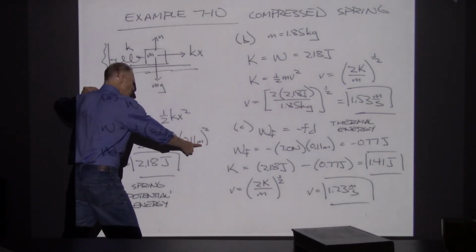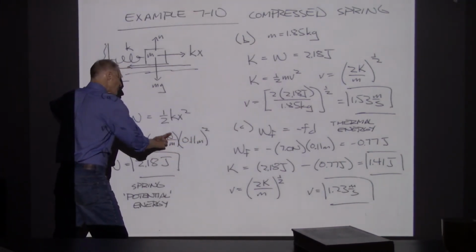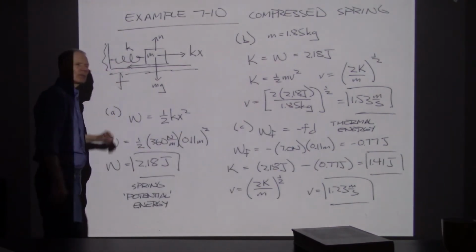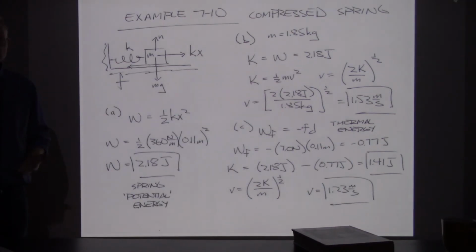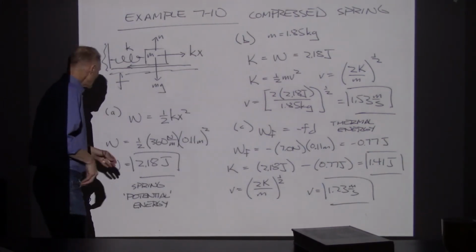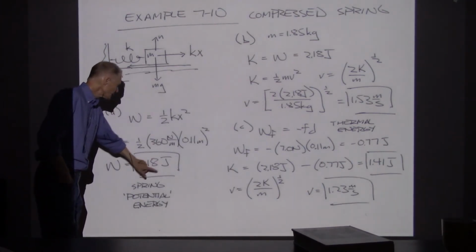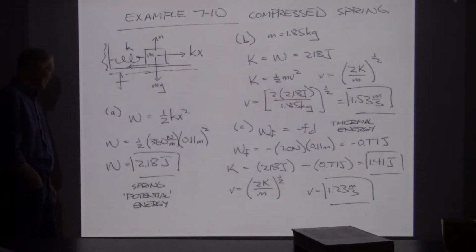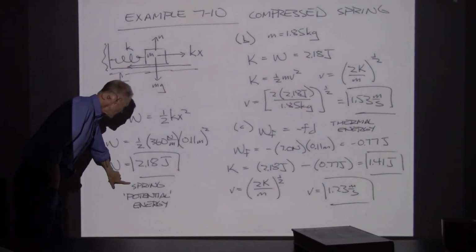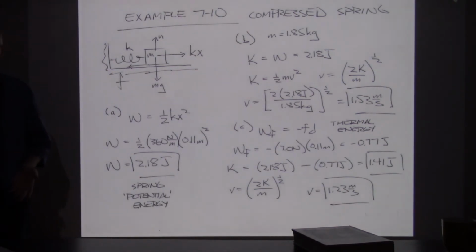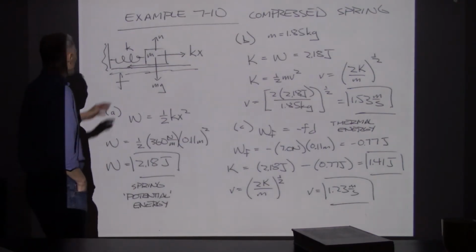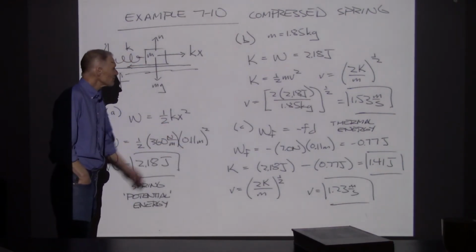I've got meters squared divided by meters. That leaves me with newtons times meters. And if you remember, newtons times meters are joules. So that's going to give us 2.18 joules of spring potential energy. So I'm going to have that much potential energy stored up in the spring when I've compressed it 11 centimeters.